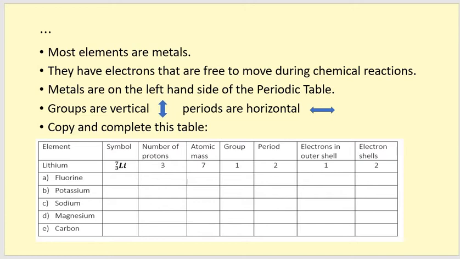Now you have done that, you have a little table that you're going to do in a minute, but you need to remember, first of all, most elements are metals. Metals have electrons that are free to move during chemical reactions. See how the periodic table and chemical reactions are linking together here. That's why we need to know these things.